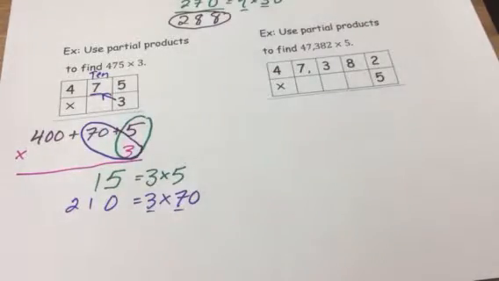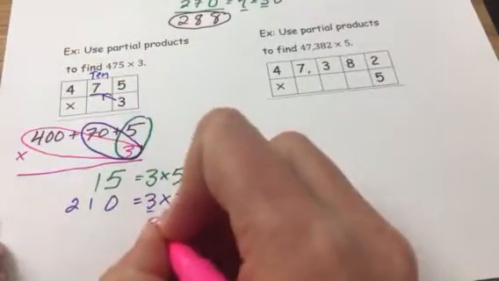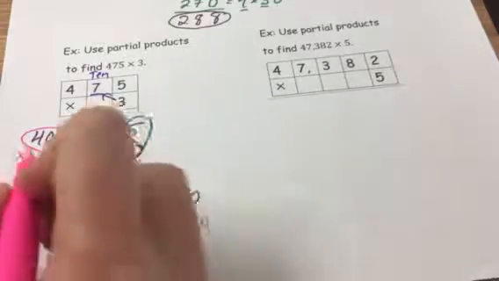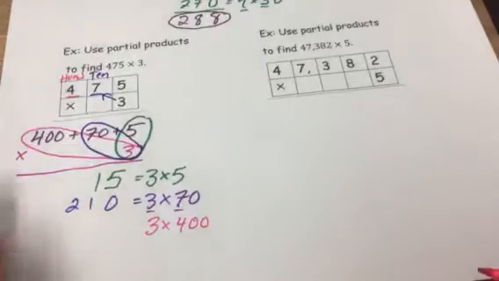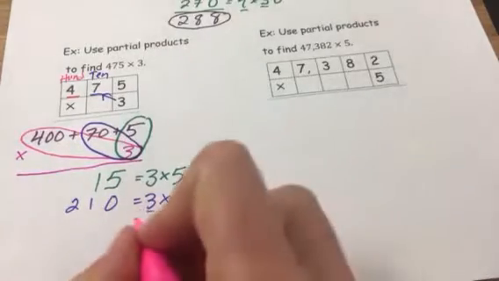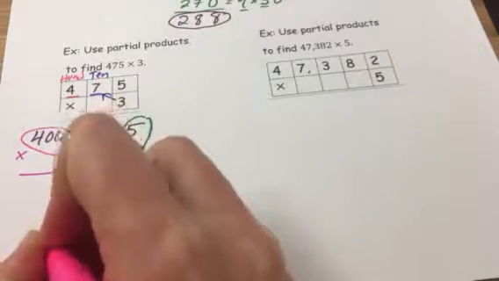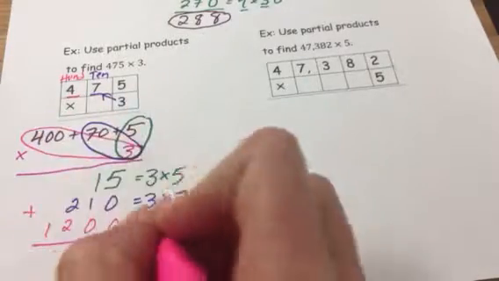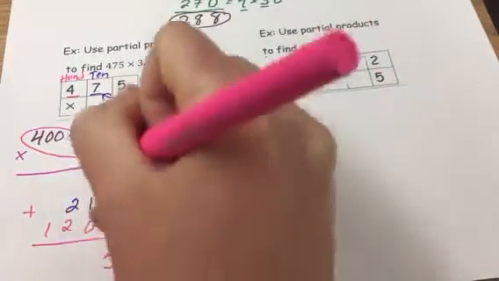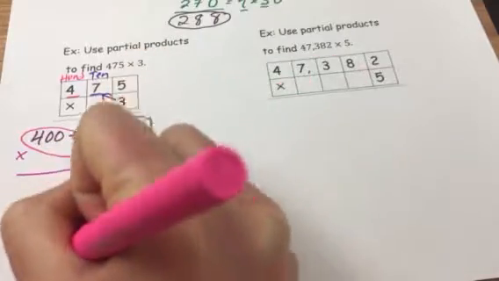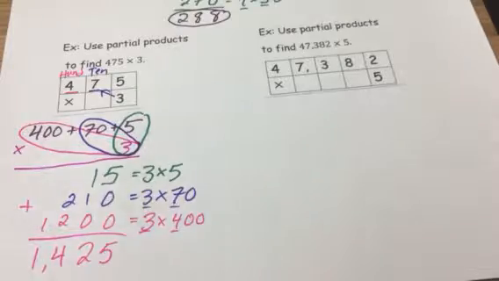And lastly, I'm going to multiply the 3 by 400. Because again, that 4 is not just 4, it's 400. It's in the hundreds place value. I'm going to have 2 zeros in my product. 3 times 4 is 12. And we need to be careful and make sure we line everything up. 5 plus 0 is 5. 1 plus 1 is 2. 2 plus 2 is 4. And 1. And that is your final product.